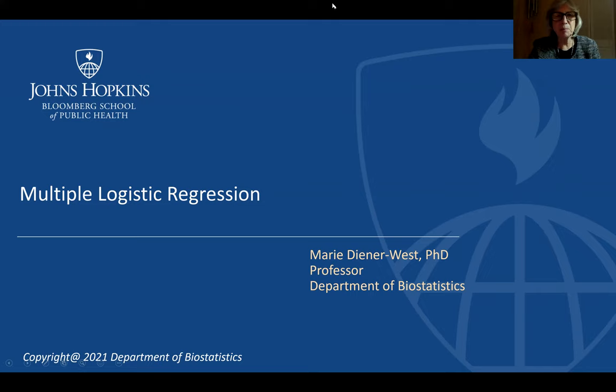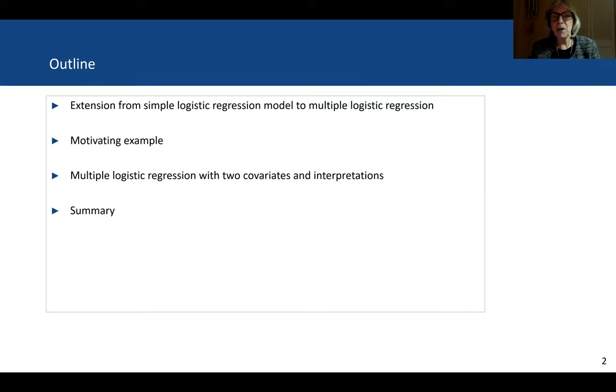So in terms of an outline, we'll extend simple linear regression to a multiple logistic regression framework. We'll look at a motivating example. And from that, we'll perform a multiple logistic regression with two covariates and interpret them appropriately. And then we'll end with a summary.